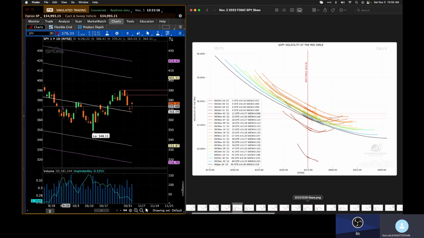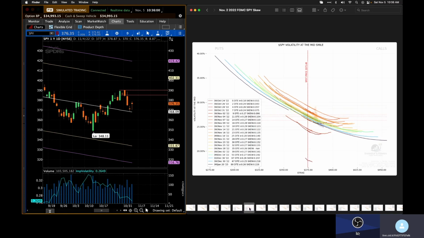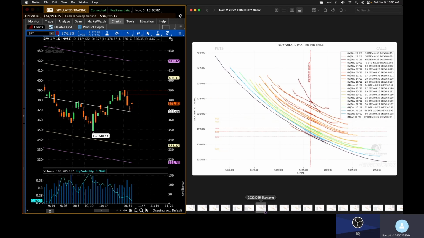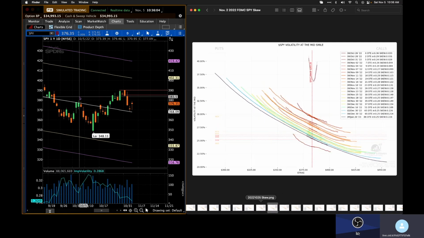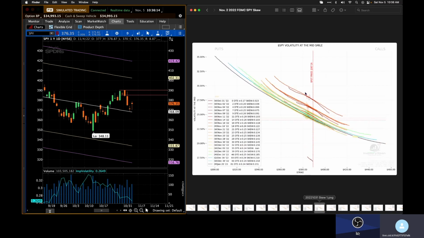Let me fast forward to FOMC, because these aren't as important. I was just filling in the gaps for the rest of the month here. On the 15th, we get back to a normalized skew around here, and this is the 26th. We're going to go to the beginning of this week, which is the 31st, Halloween, Monday of this past week. That's what we were looking like on Monday of this past week.